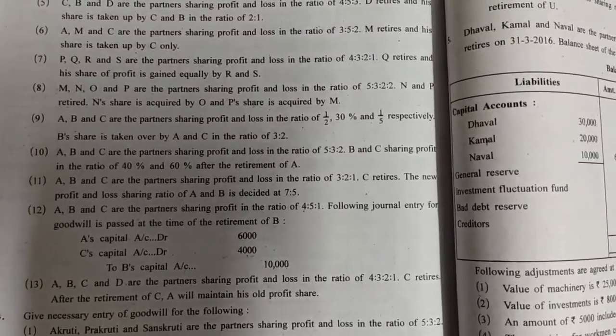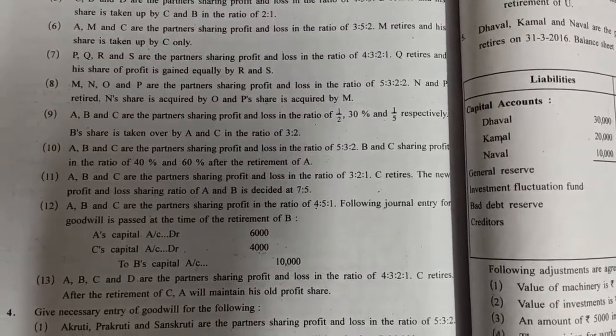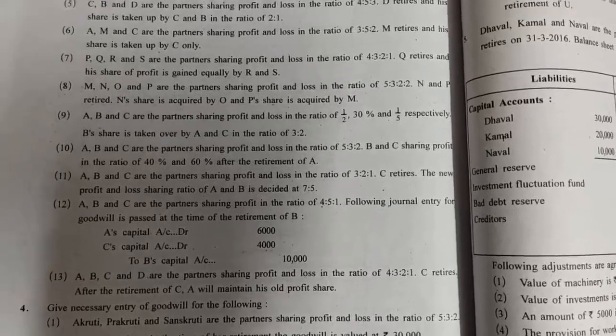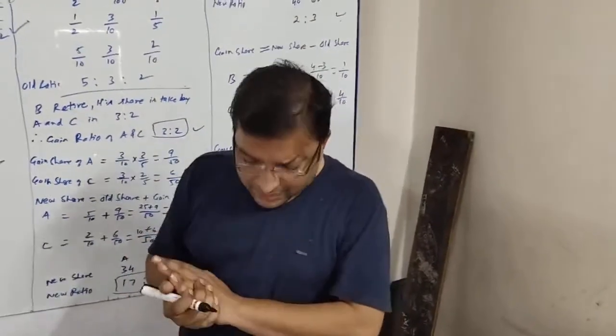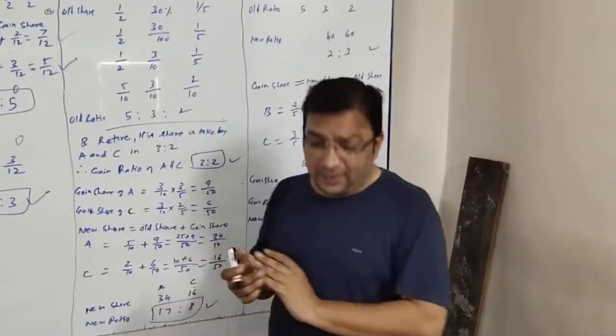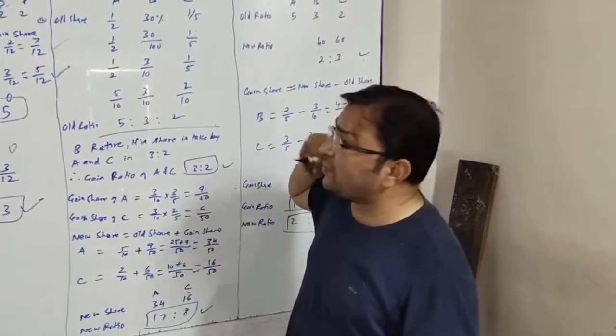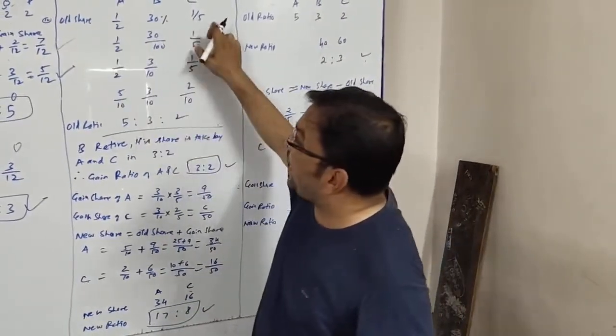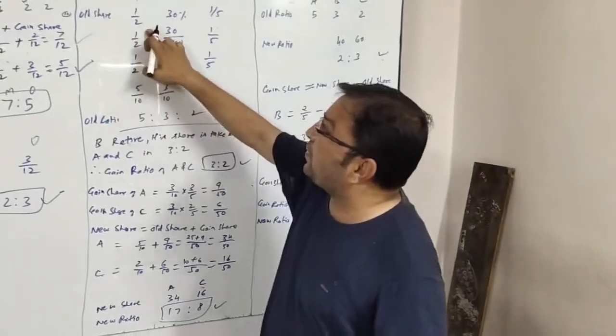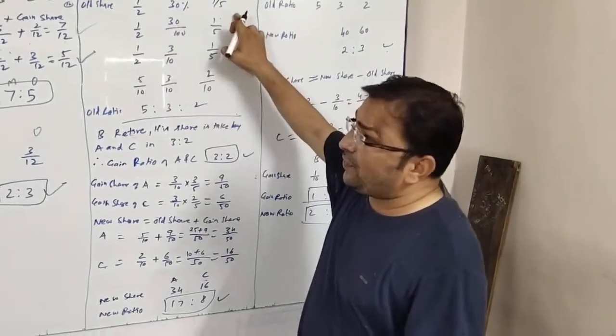B's share is taken over by A and C in the ratio of 3 is to 2. Here we are given the information about the old share as well as the gain ratio. A, B, C are partners. Their old shares are given as 1 by 2, 30% and 1 by 5.